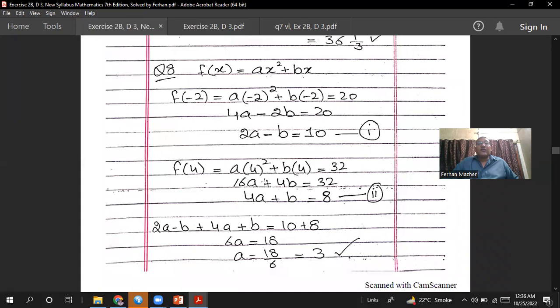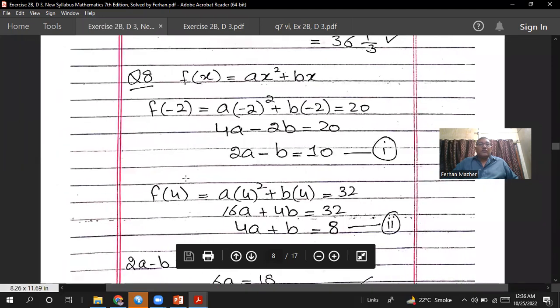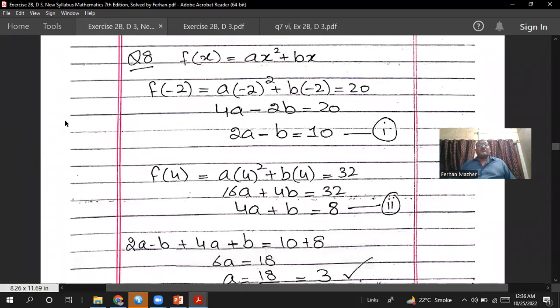We are now on question number 8. F of minus 2 will be a bracket minus 2 bracket close whole square plus b bracket minus 2 bracket close, equal to 20, because he said f of minus 2 is 20. So it will be 4a minus 2b is equal to 20. Divide both sides by 2. So you will have 2a minus b equals 10. That is my first equation in a and b.